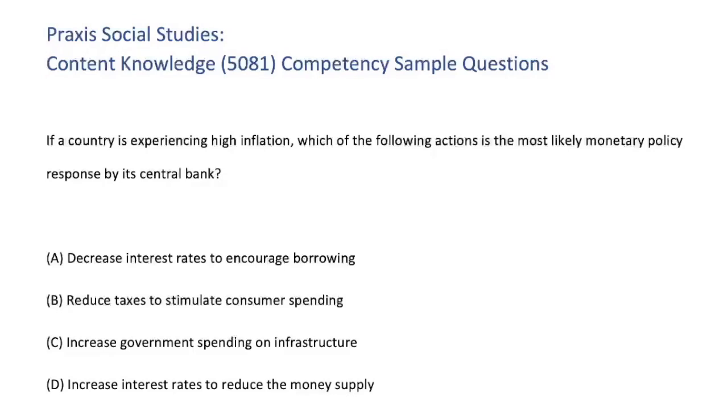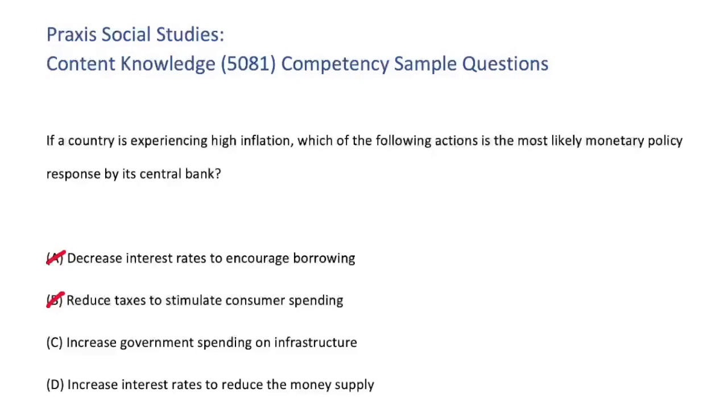When you see monetary in a question like this, think interest rates and money supply, not taxes or spending. You're going to want to focus your studying on differentiation between monetary and fiscal policy. So let's reason this out carefully. We can eliminate choice A, decrease interest rates to encourage borrowing. Decreasing interest rates in this scenario would encourage more spending, making inflation worse. So that's not the best choice.